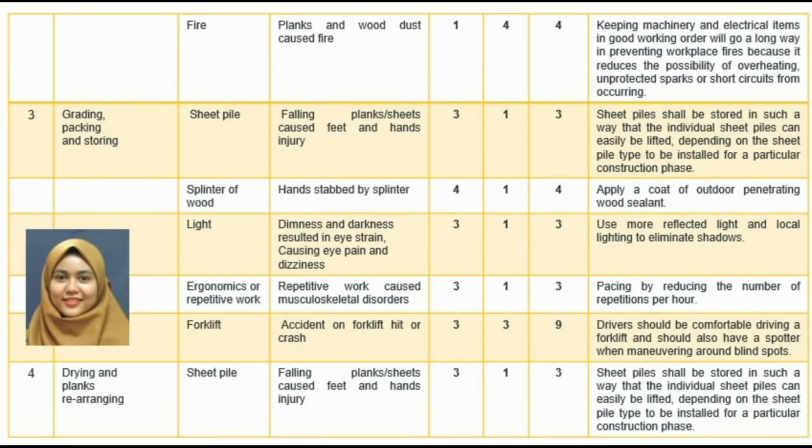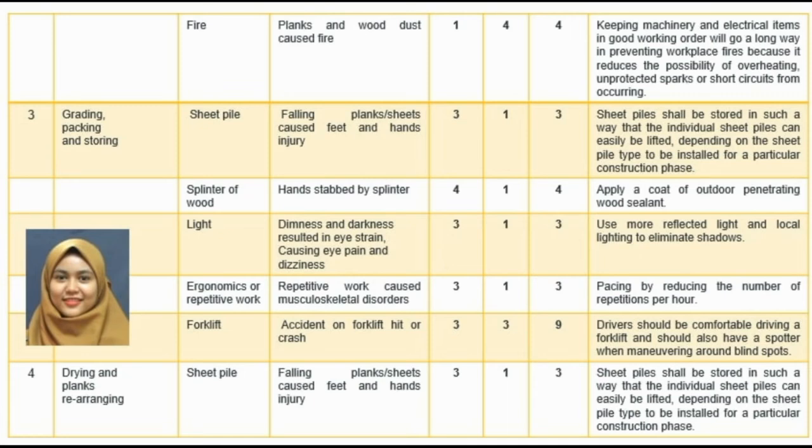Lastly, for the hazard fire, the effect is planks and wood dust cause fire. The risk assessment is 1, 4, 4. The action is keeping machinery and electrical items in good working order will go a long way in preventing workplace fires because it reduces the possibility of overheating, unprotected sparks or short circuits from occurring. For the third activity is grading, packing, and storing.